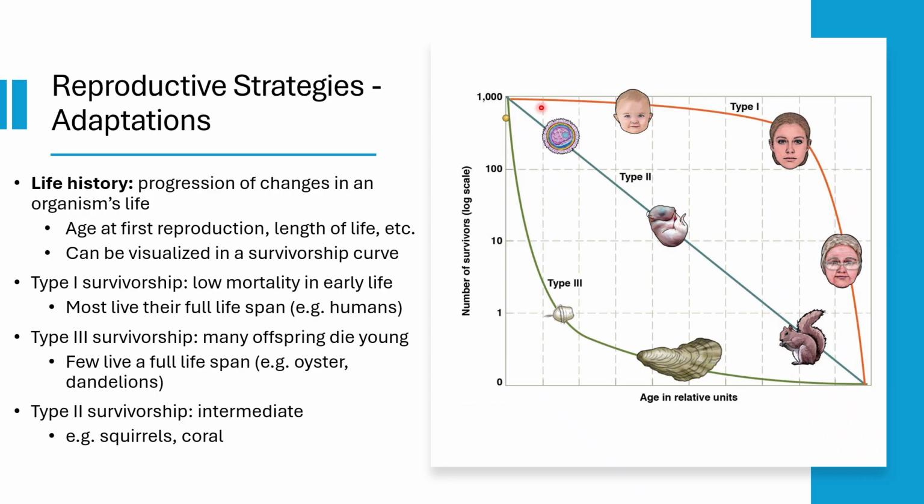And then you have organisms that are in the middle. You have a very good number of offspring, but quite a few are going to die young. For the organisms that make it to adult stage and reproductive stage, those organisms typically can live several years, 5 to 10 years, sometimes even more. So type 2 survivorship, definitely the squirrel is a good example of it.